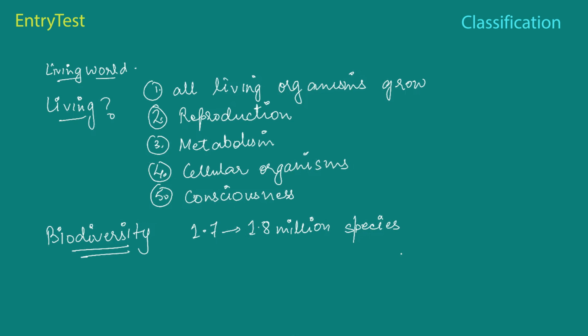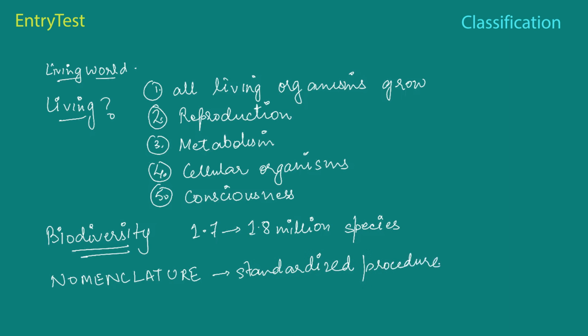Well, to stop all that confusion, there is a concept called nomenclature. Now, as this name suggests, it means how to name organisms. All right, we need to standardize how we name living organisms so that throughout the world, everyone calls that organism by that name. So basically, it's nothing but a standardized procedure for naming organisms. So that is nomenclature for you.